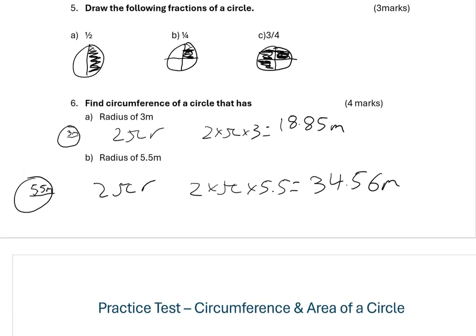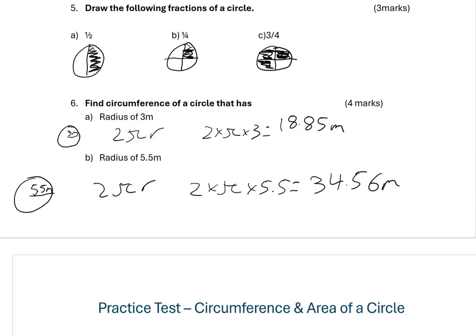Okay, the following fractions of a circle should be fairly easy. If you just draw a cake, cut it in 2, colour one part, that will do. Same for this, colour 1 out of 4. Same for this, colour 3 out of 4. You should be able to cut the circle easily into 4. Just have a horizontal line and then a vertical line, or the other way around. Should be easy enough.